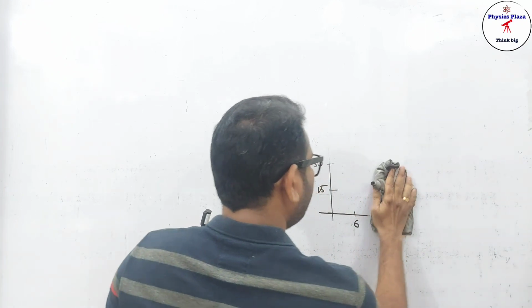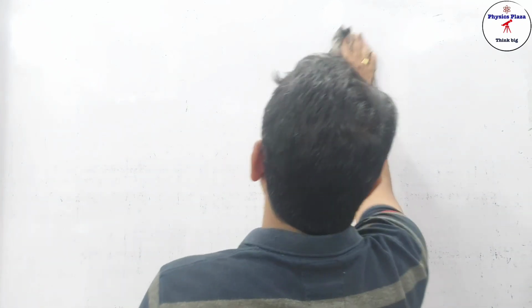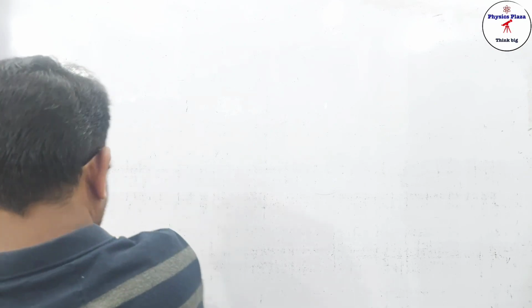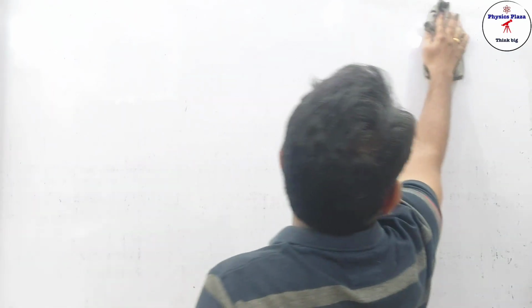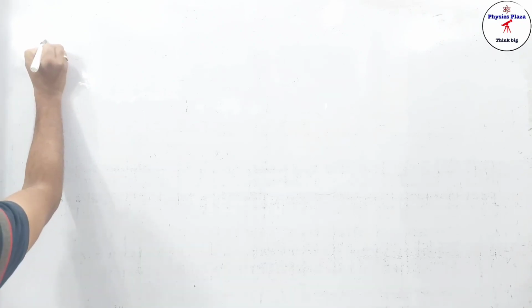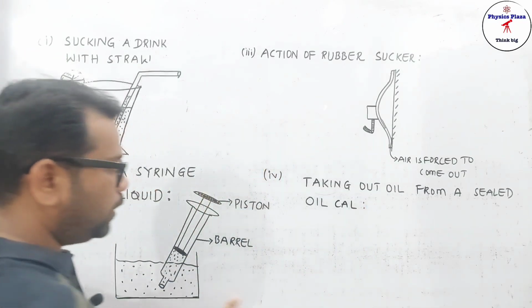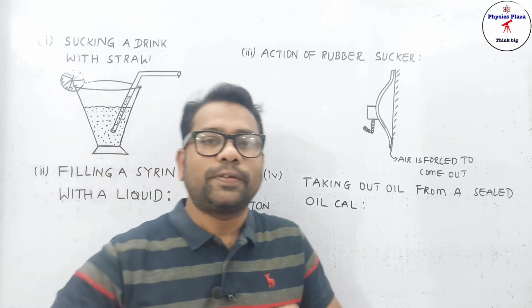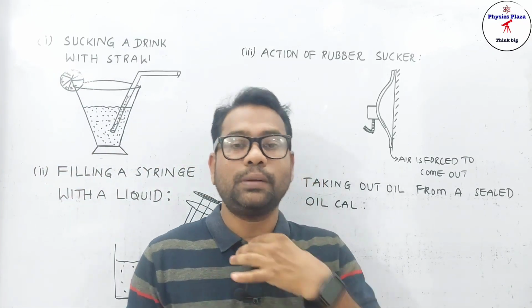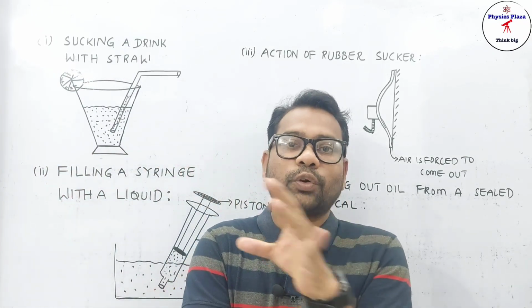Children, now we discuss the consequences of atmospheric pressure. Fine children. So these are the four important ones. Of course, we have many consequences of atmospheric pressure, but from the examination point of view, these four are important.